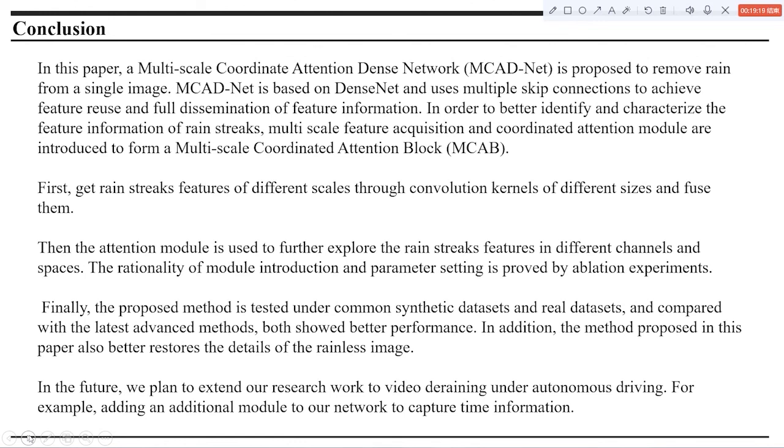For example, adding an additional model to our network to capture time information.